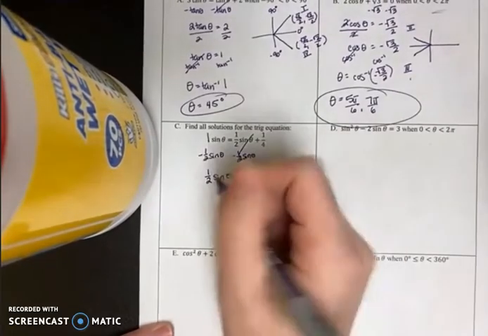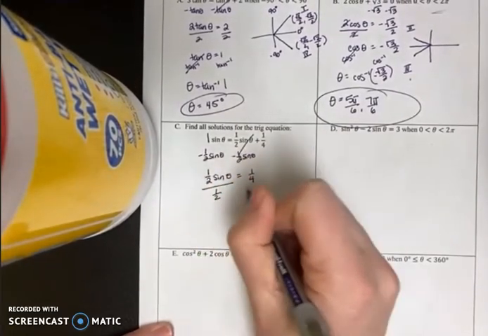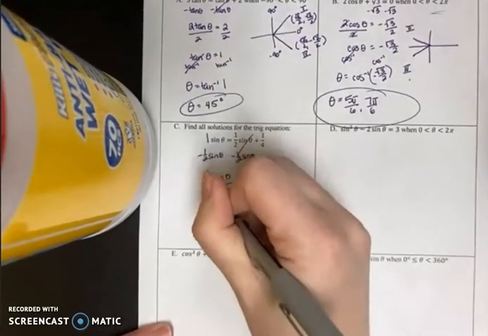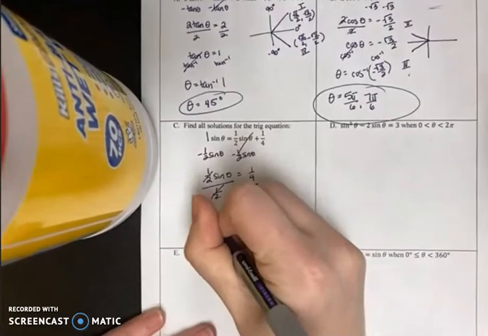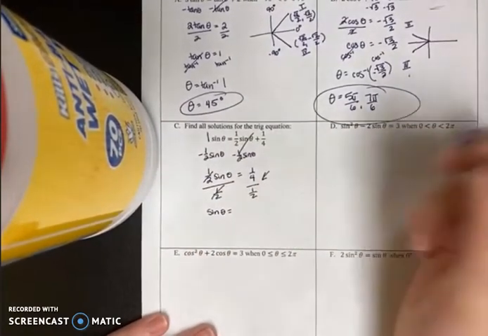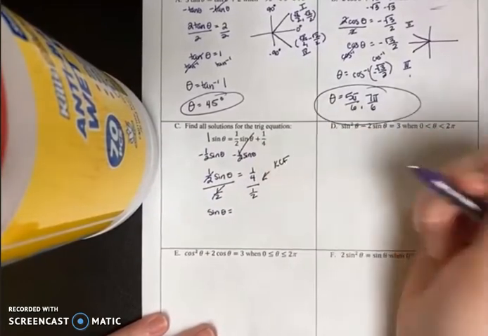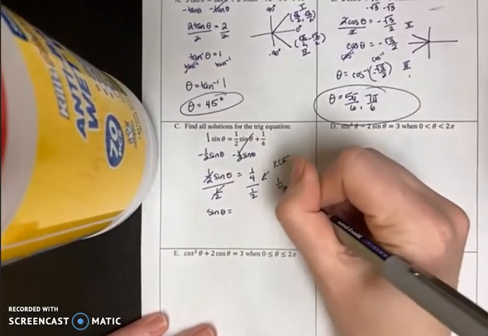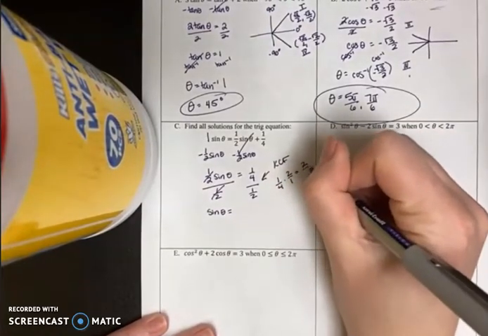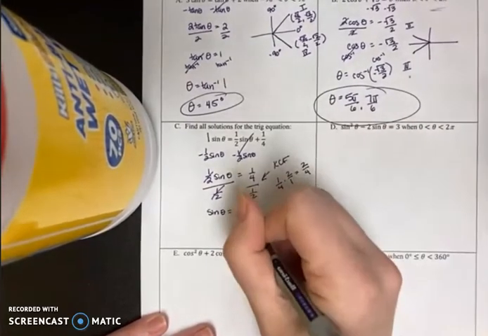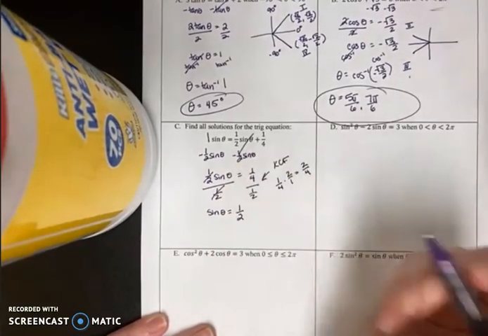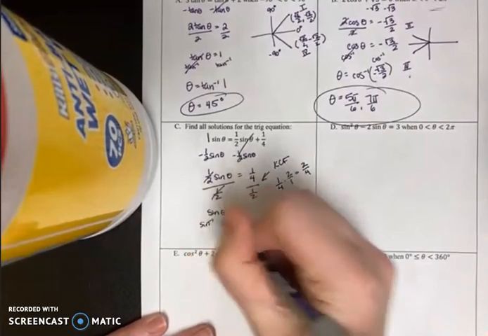To get sine theta by itself, I'm going to divide by 1/2, or you could have seen that as multiplying by 2. Either way, we're going to end up with the same answer. So this would use keep, change, flip. So that's 1/4 times 2 over 1, or 2/4, or 1/2. So to solve for theta, I need to take inverse sine.